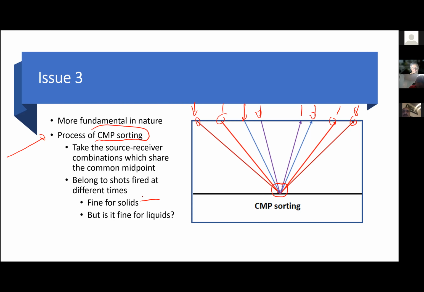That's fine for solids. But we are ignoring that the water may move a little bit, because water is free to move. I just wanted to put that issue out so that we can discuss it, but we have ignored it. Maybe the best practice is to not do inversion in the CMP domain but in the shot domain, because a shot is fired together. So you take each shot at a time instead of sorting them into CMP. That's probably one way to do it right, but I just wanted to leave it open.